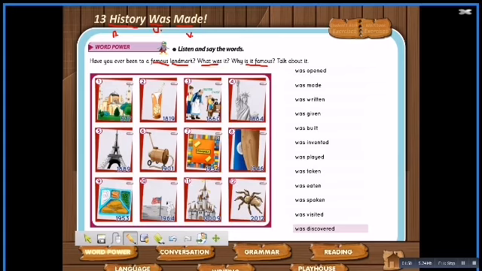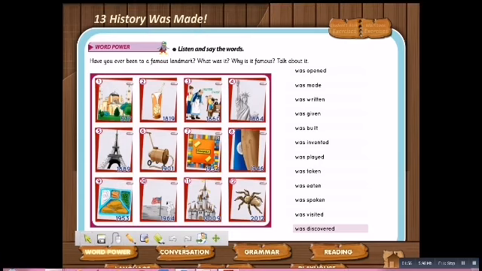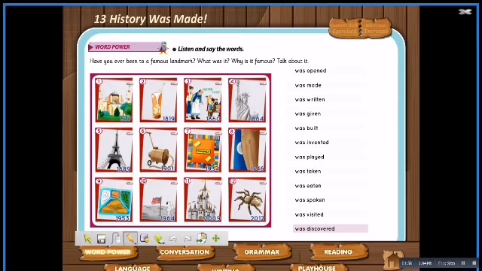Picture 1, was opened. Was opened معناها فتحة. Was opened, فتحة. Okay, ممكن أحكي example على picture 1. هاجيا صوفيا. This is a landmark. هذا معلم أثري اسمه هاجيا صوفيا. Okay, هاجيا صوفيا was opened, افتتح in 537.